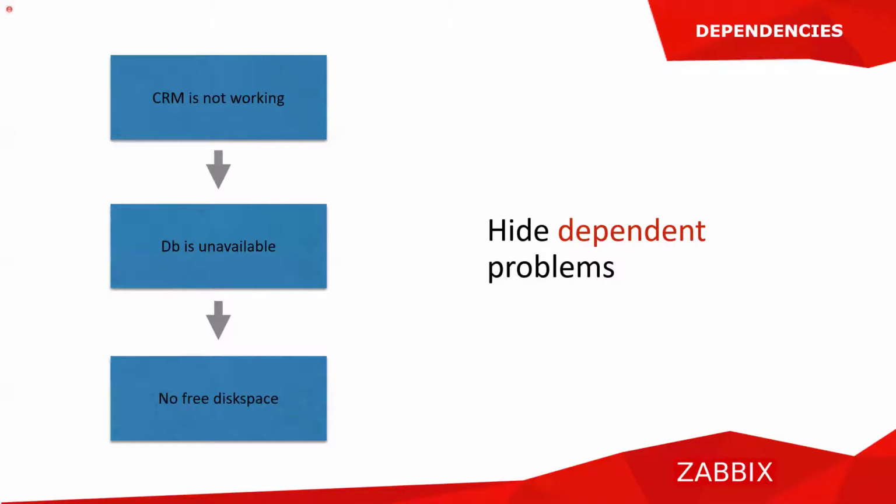And then if DB is unavailable, the trigger CRM not working won't be firing because we would see that DB is unavailable. That means that's the main issue we should react to, and not just open CRM and try to refresh it and clear the cache or whatever. But DB isn't available because there's no free disk space. So you can create a dependency for the trigger DB is unavailable on no free disk space, and when that trigger no free disk space is firing, the DB is unavailable trigger won't be showing you warnings, so you won't have to worry too much about everything going absolutely in the wrong direction.